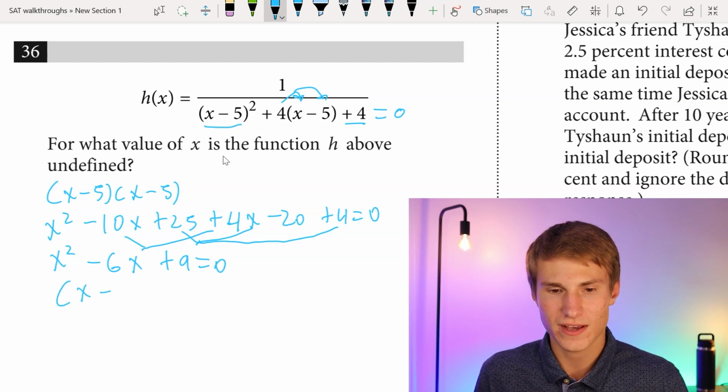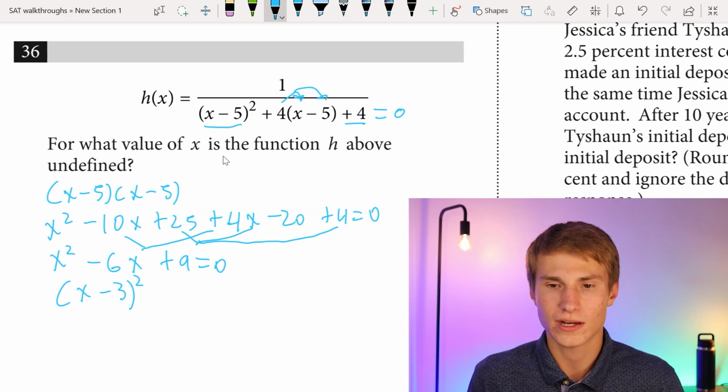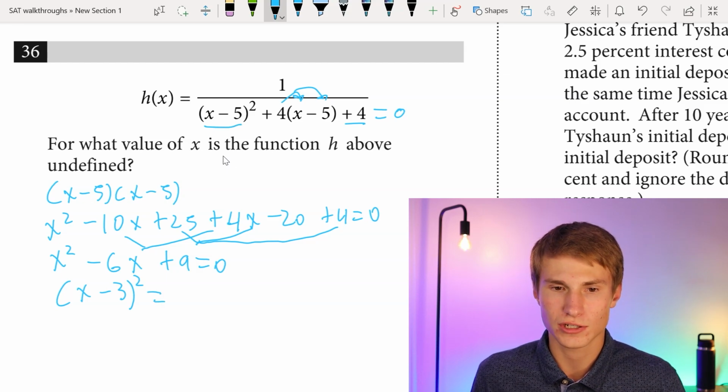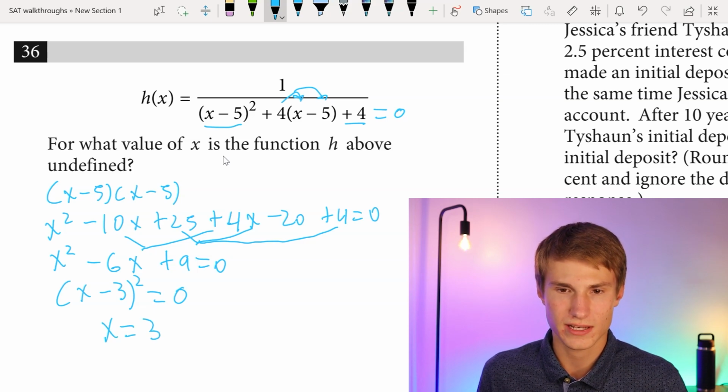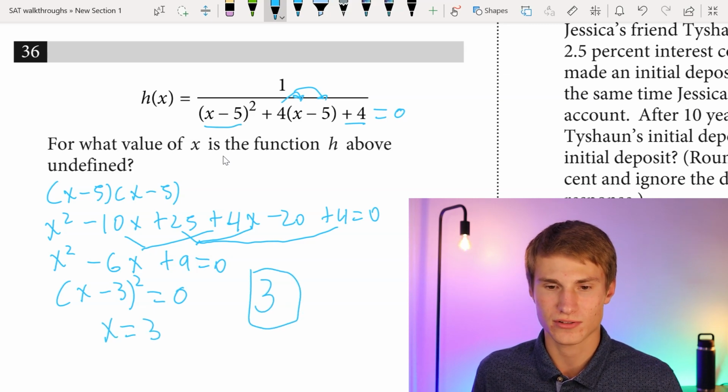From here, we see that we can factor this down into x minus 3 squared. Therefore, what value of x is the function h above undefined? Well, we see that that's going to be where x is equal to 3. So our answer there is going to be 3 for number 36.